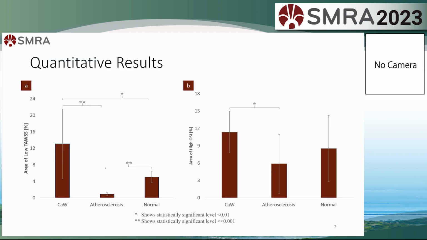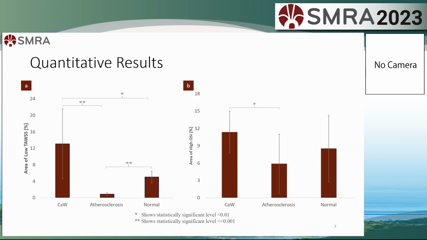Here I'm showing a little bit of results. Here I'm showing the area of low time average wall shear stress, and we can see that patients with carotid web actually had larger regions of low time average wall shear stress compared to athero, where we see high velocity due to the narrowing, so we don't expect as much low wall shear stress compared to high wall shear stress, and the normal. And we also see these comparisons are all statistically significant.